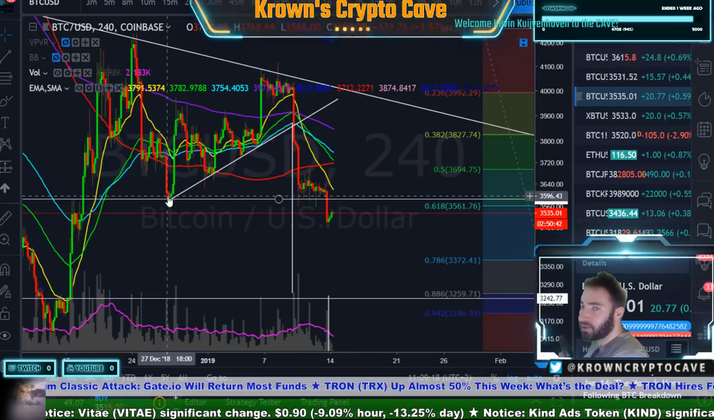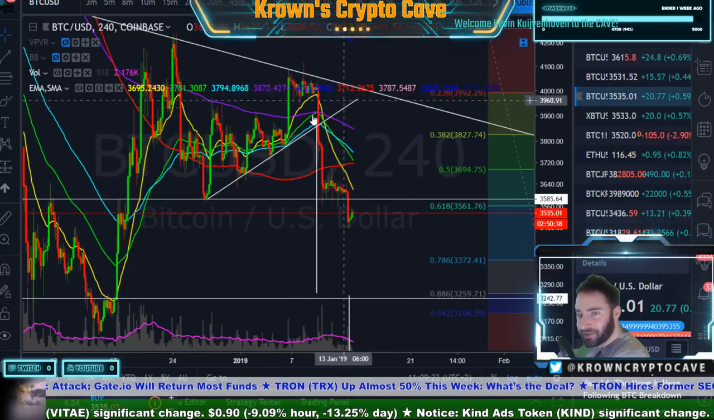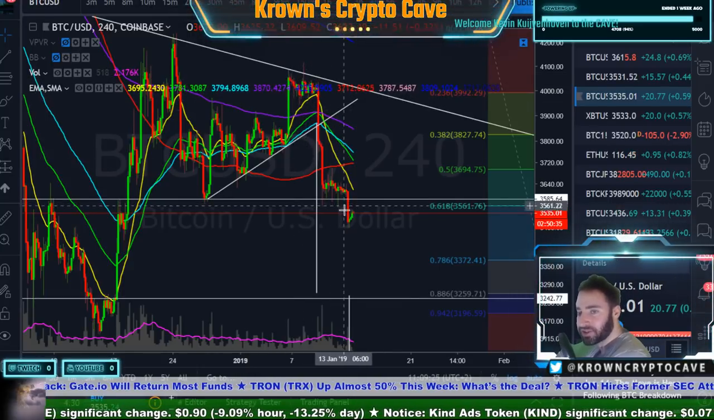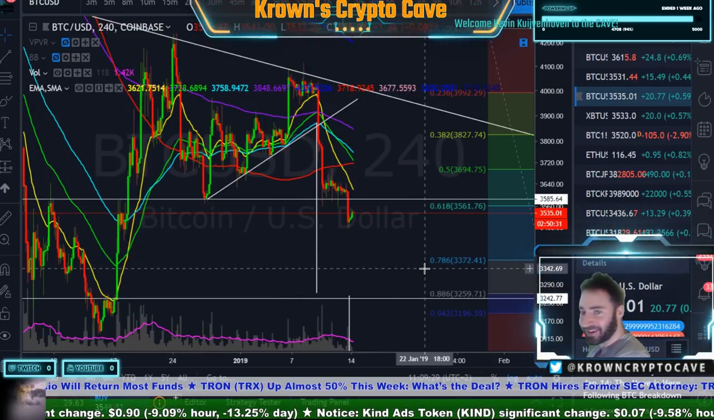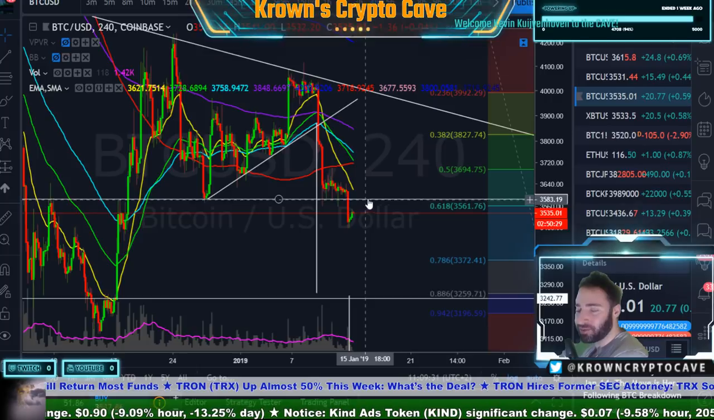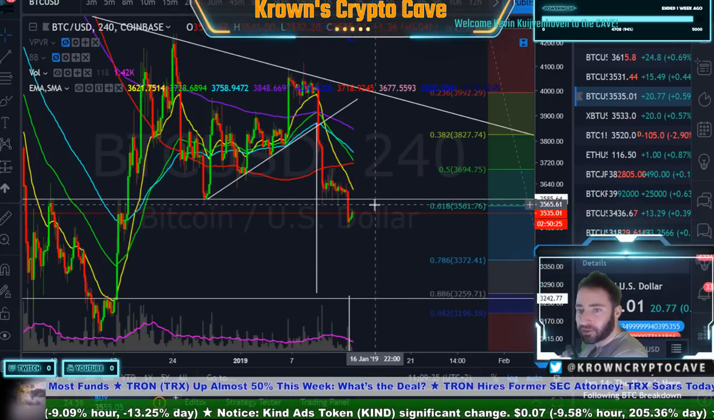When you buy the 618, you're going to typically sell the 236. That's going to be your bot algo target. That's exactly what happened right over here. Beautiful. It comes back down to the 618, just ripping through the whole way, because again, this is a bear market, and we've actually broken it now. So if it did pop back to the 618, it's probably going to be a sell to me.